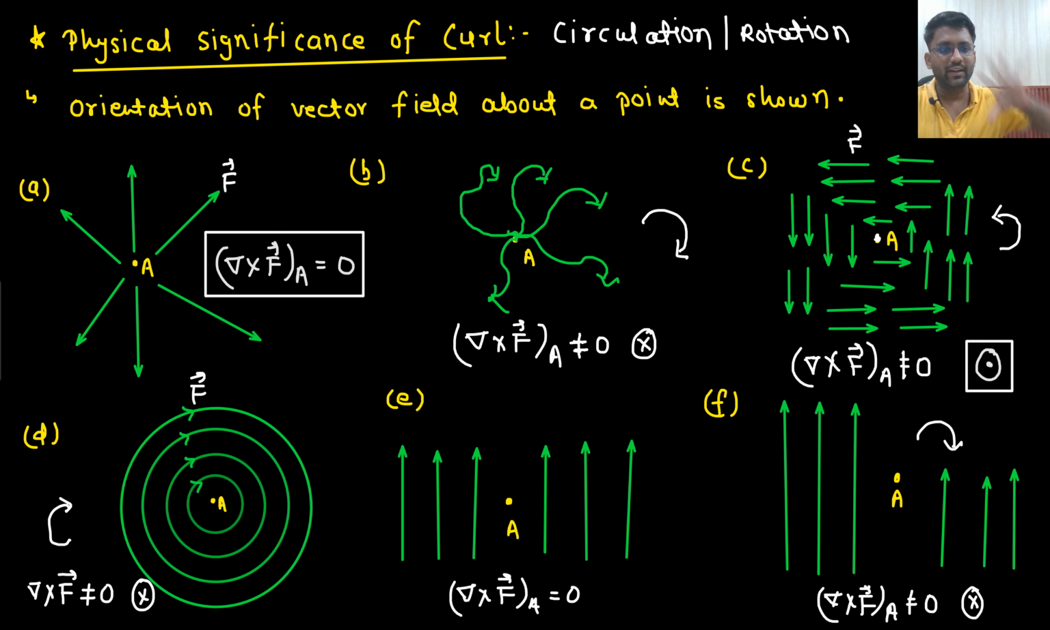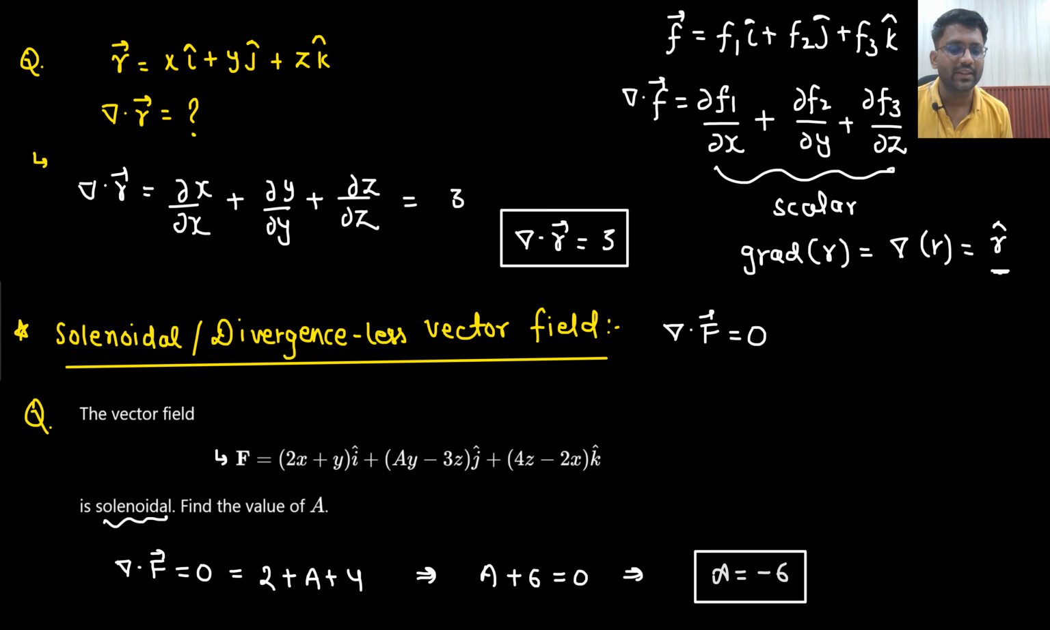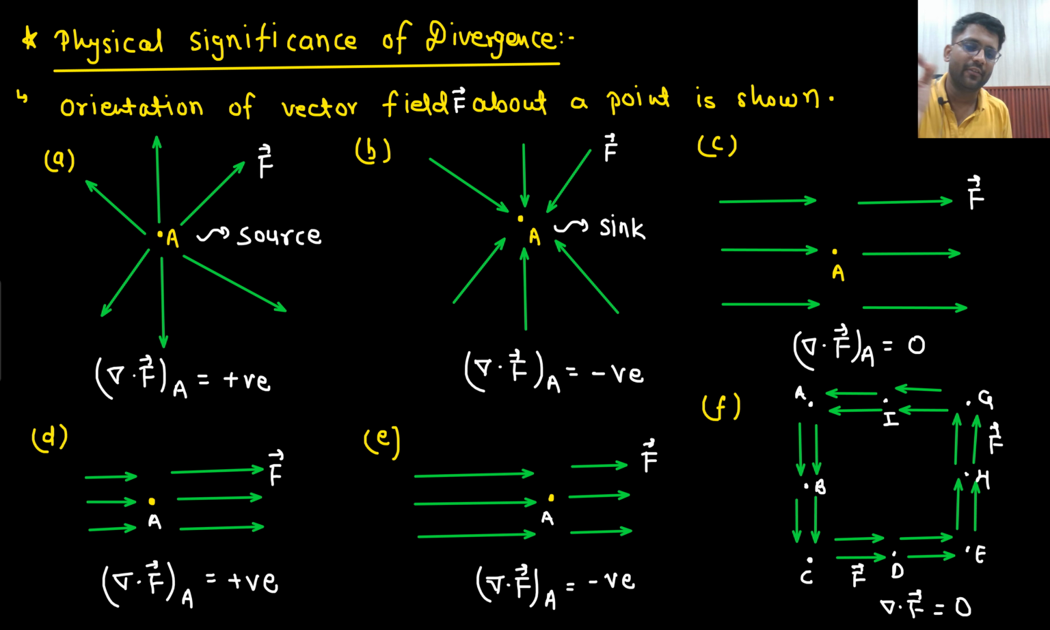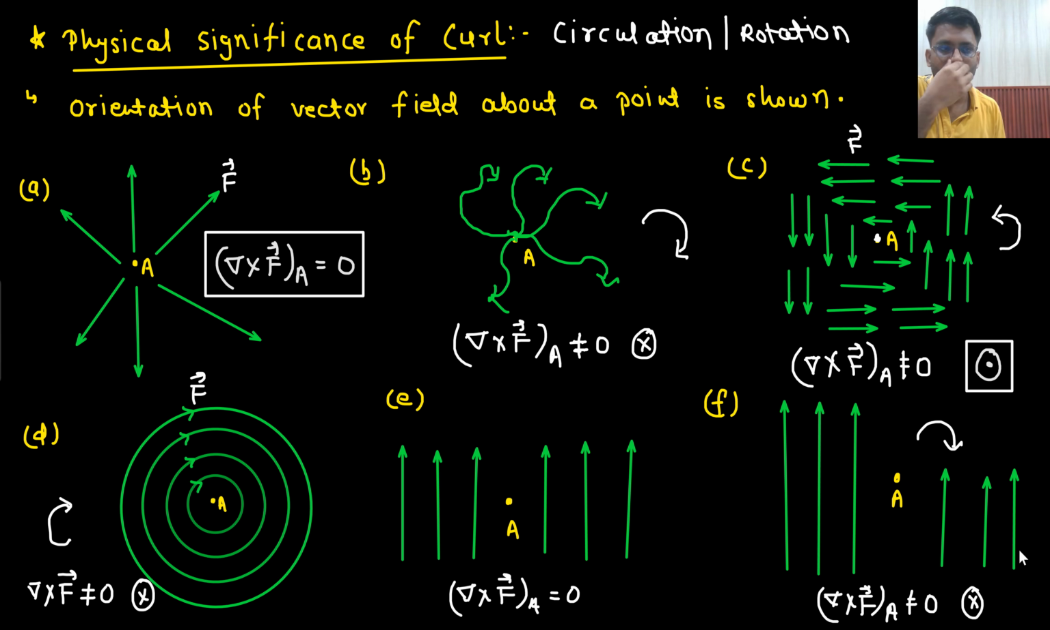Based on the direction, use the right hand rule and tell the direction of curl. If the ball is rotating in the clockwise direction, the curl is going inside. If it is rotating in the anti-clockwise direction, it is coming outside. That's it. Okay. So did you understand the physical significance of divergence and curl?